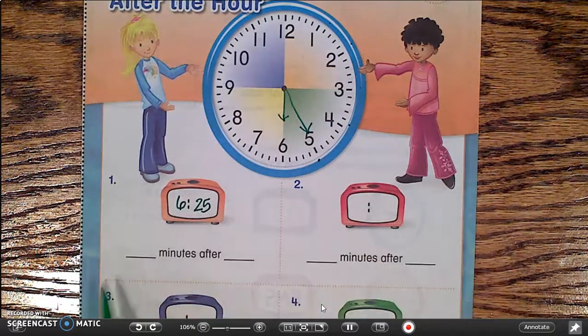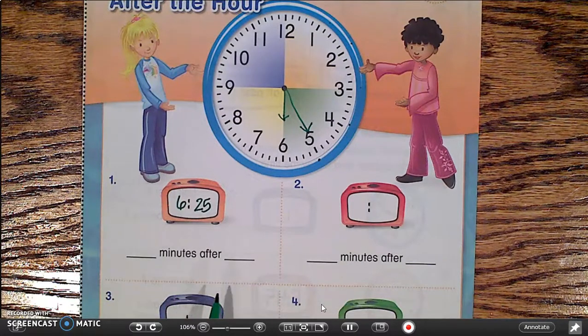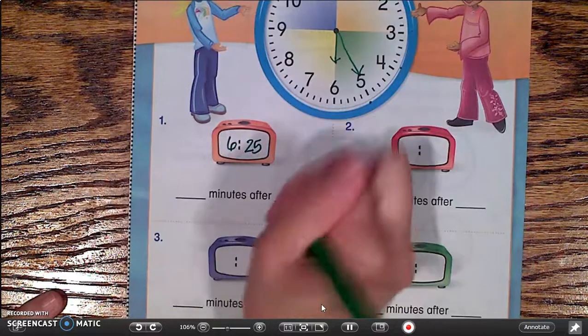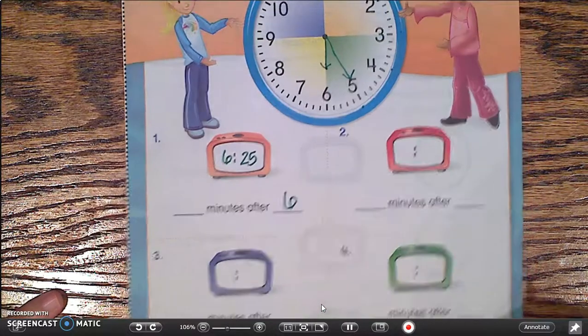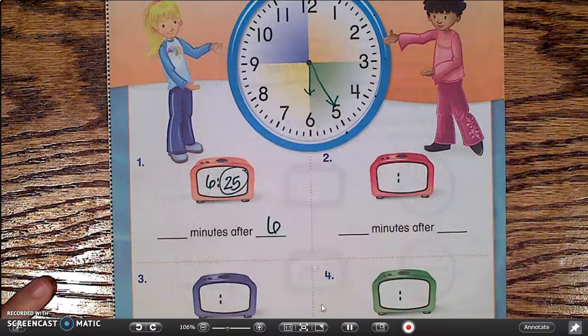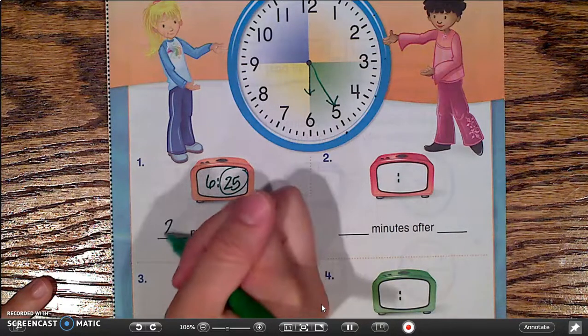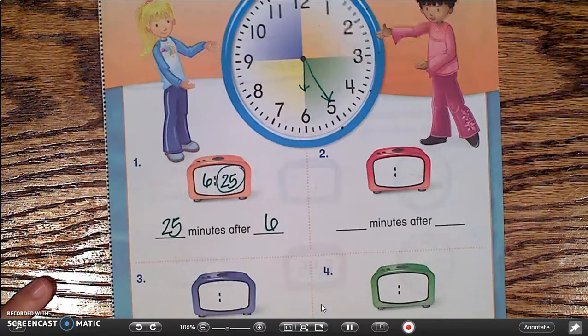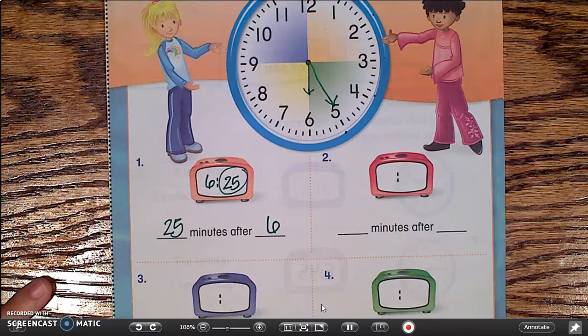Now we're going to fill this out here. Blank minutes after blank. So how many minutes after the hour? So our hour is 6. And how many minutes after 6 is it? Look here. 25. So say this with me. It's 25 minutes after 6. Let's say it one more time. Ready? 25 minutes after 6.